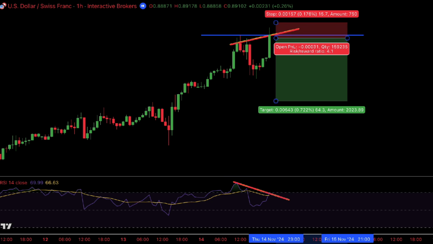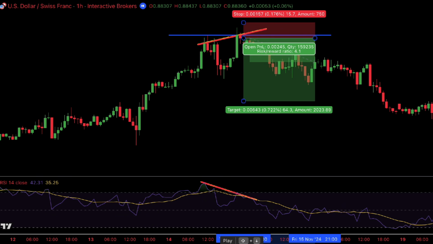To take the trade, place your entry at the close of the candle that closes back below the resistance level. Set your stop loss above the liquidity sweep and use the next support level as your profit target. Now, look at what happened next. As you can see, the market moved lower and reached the target exactly as expected.